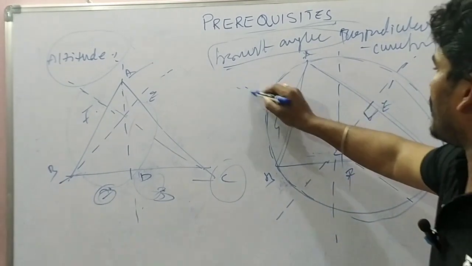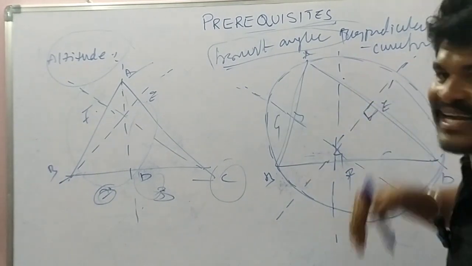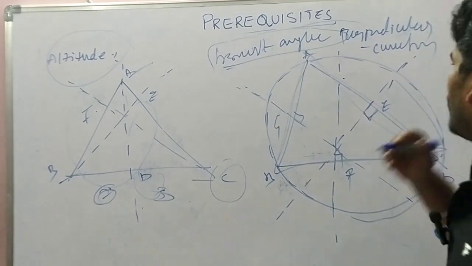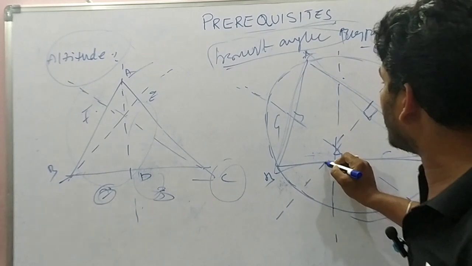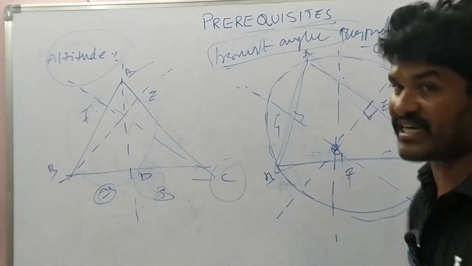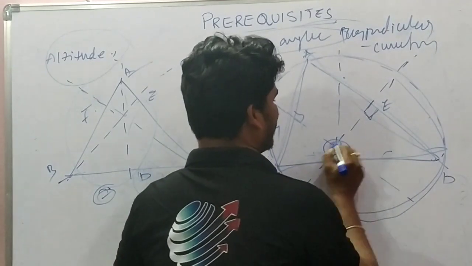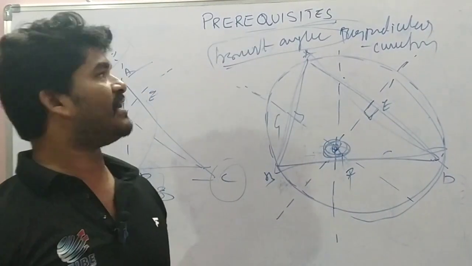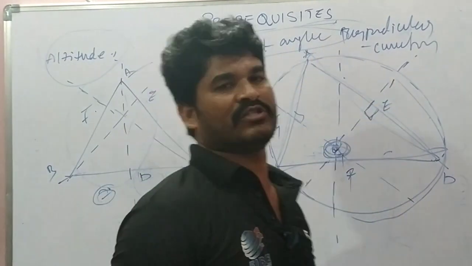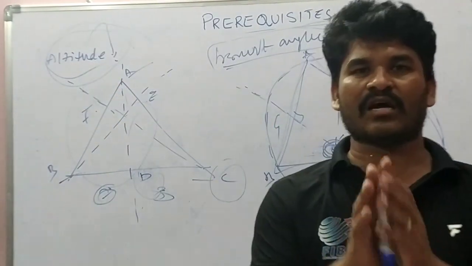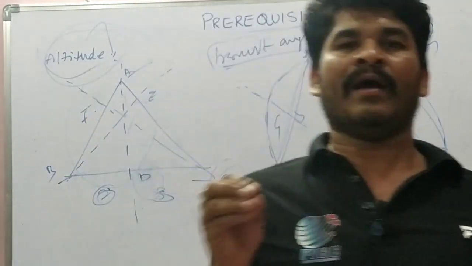In the same way, these are the three perpendicular bisector lines, and the circumcircle passes outside through the vertices. The point where all the bisectors meet is the center. These are the perpendicular bisectors of the sides leading to the circumcenter of the circle. So this is the last point of the prerequisites.